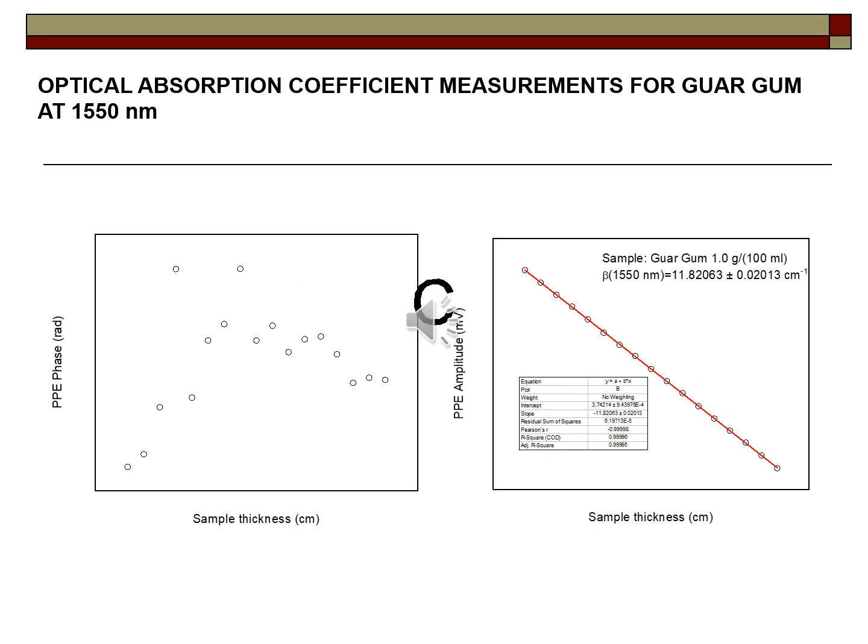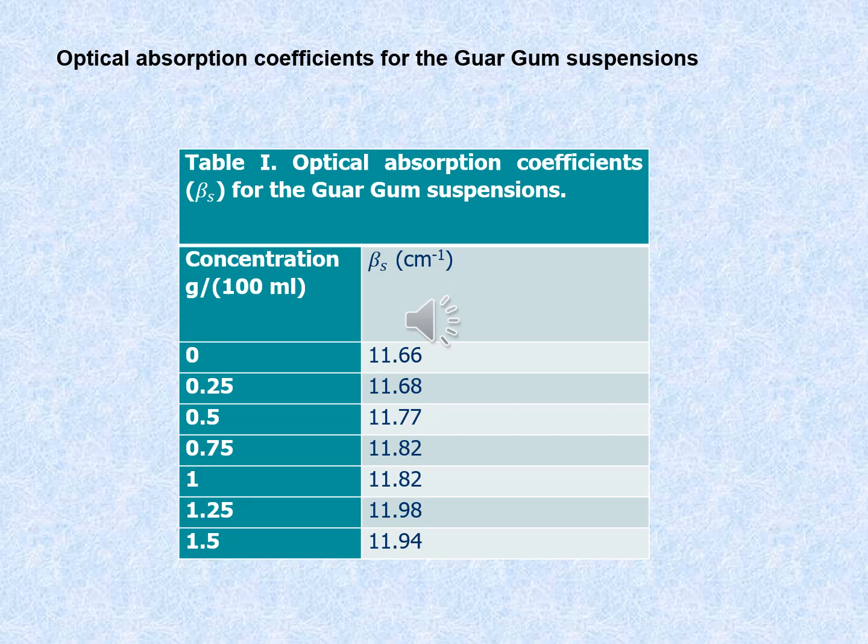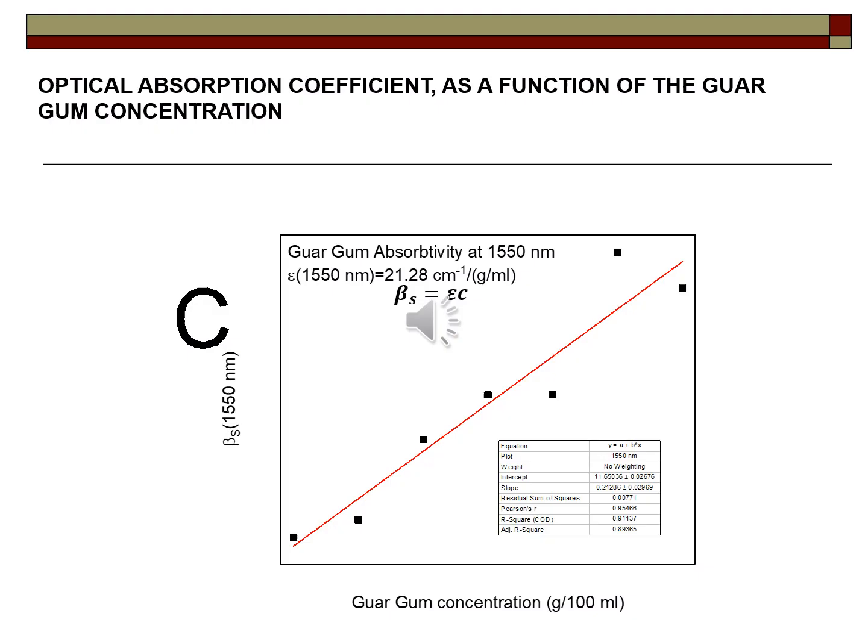These 2 plots show the corresponding results for the Guar Gum at 1 gram per 100 milliliters. This table summarizes the set of optical absorption coefficient values for all samples. The behavior of this optical parameter as a function of the Gum concentration is shown in this plot.